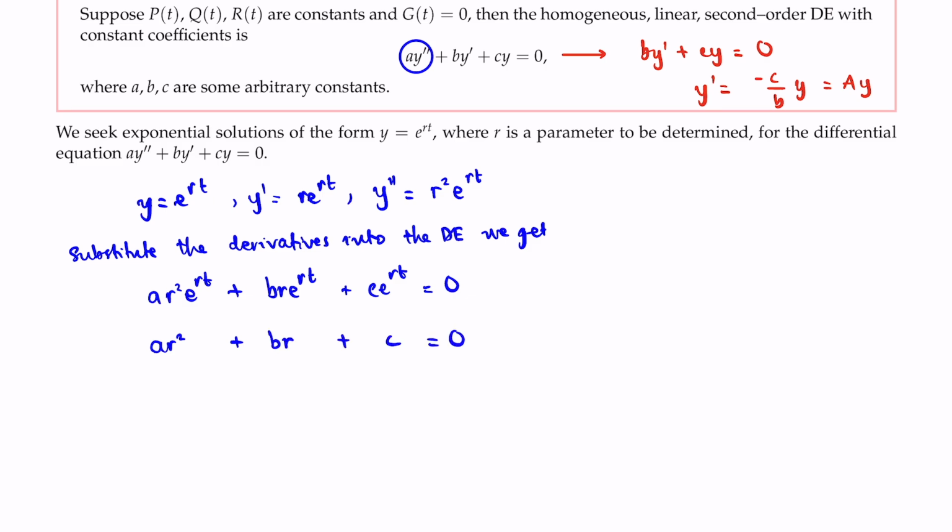As I mentioned earlier, the very nice thing about this trial solution is that it helps you transform a second order differential equation into a second order polynomial equation, or in this case, a quadratic equation. And you can use the quadratic formula to find the solutions of this equation. In the context of differential equations, this equation is called the characteristic equation. There are two names that you can use interchangeably. The first one is the characteristic equation, and the second one is the auxiliary equation.